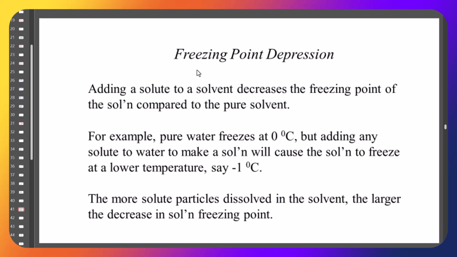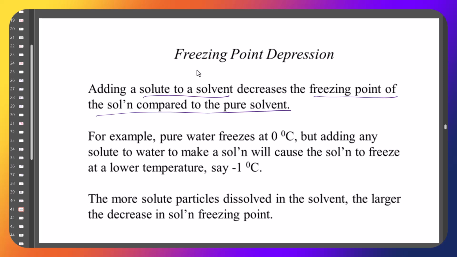So in freezing point depression, when we add any solid to a solvent, we're going to decrease the freezing point of the solution compared to that of the pure solvent. So this one is going down. For example, if water is our solvent, we all know that it freezes at exactly 0 degrees Celsius. And adding any solid to the water is going to shift the freezing point to a lower value, say maybe minus 1 degree Celsius, or if we use antifreeze, we might get to minus 80 degrees Celsius.